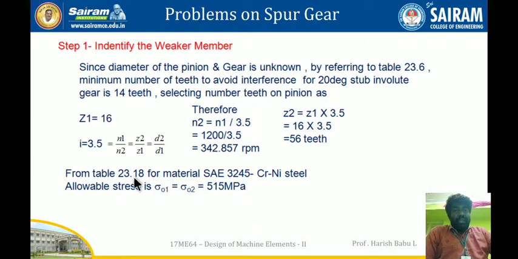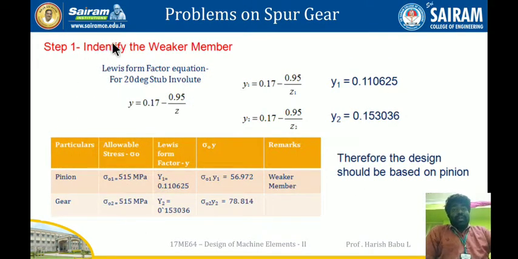From table 23.18 I can get the allowable stress for the given material. So I get the allowable stress as 515 megapascal. Now, identifying the weaker member, the Lewis form factor has to be taken from equations 23.114 to 116. So Y is equal to 0.17 minus 0.95 divided by Z for a 20° stub involute. I am going to substitute the values of Z1 and Z2 in the equation.